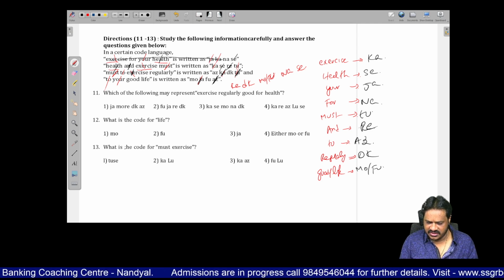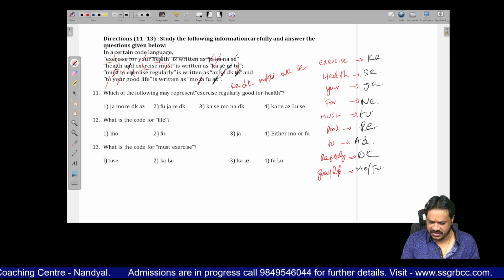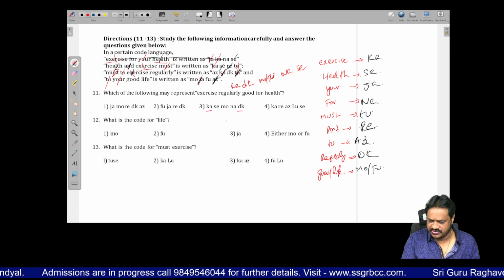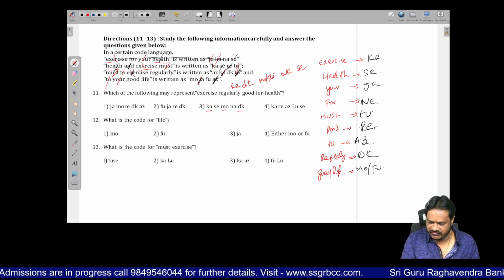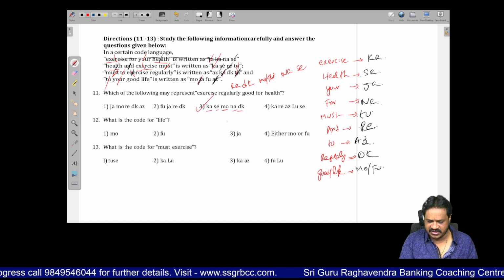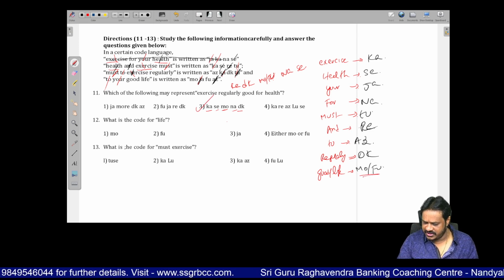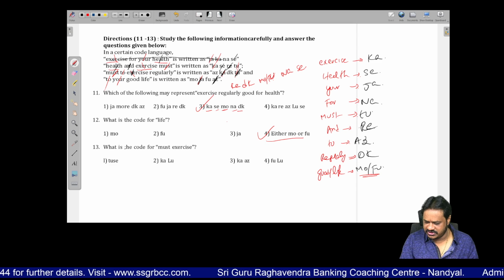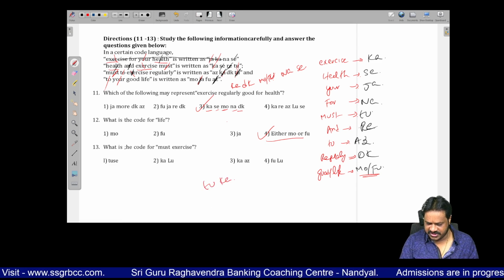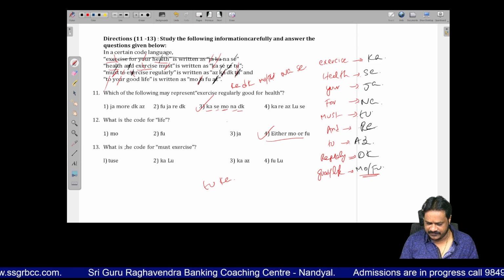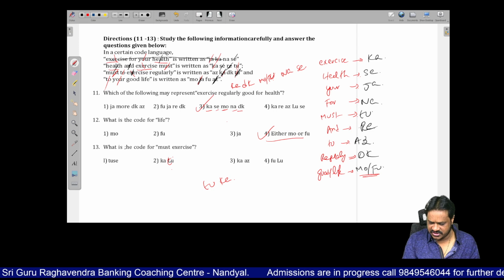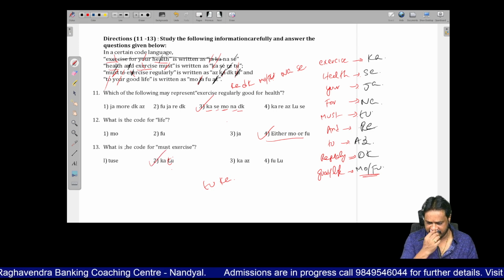KA should be there, DK should be there. So KA, DK, either MO or FU, then NA, SC. Third option is correct. What is the code for life? Either MO or FU. Then what is the code for must exercise? Must means TU. Exercise means KA. It is TU, KA. This is the correct answer. 2 is the correct answer.